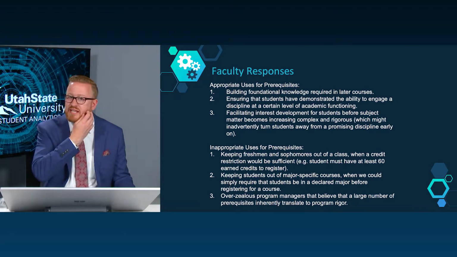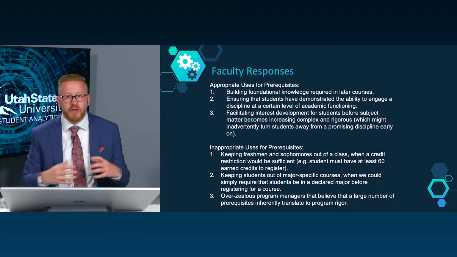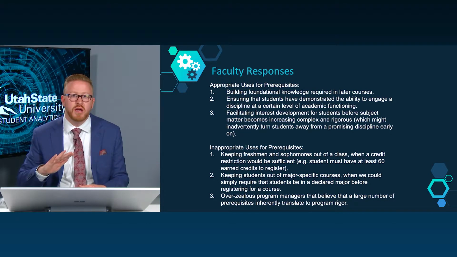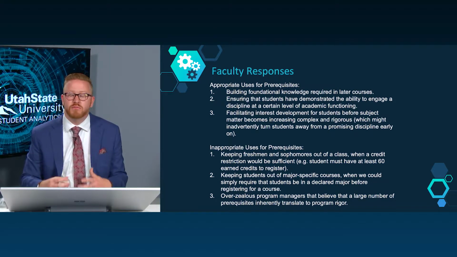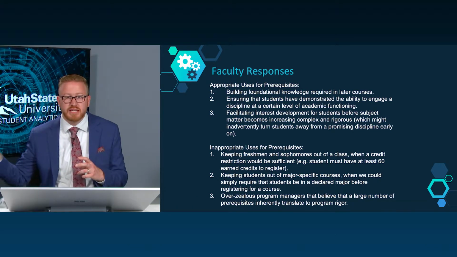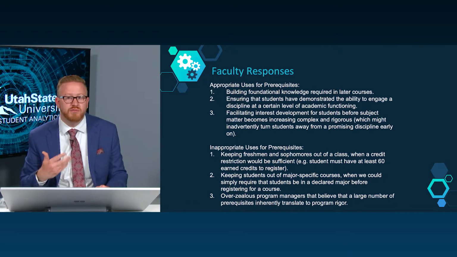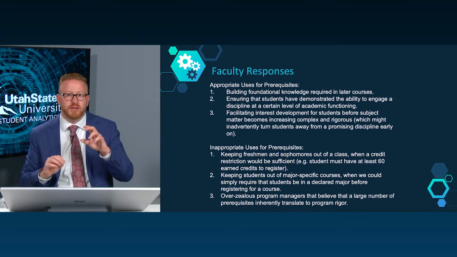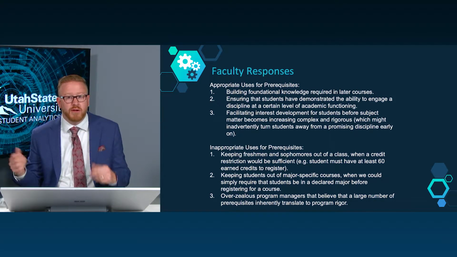The second one on this list down at the bottom is keeping students out of major-specific courses when we could simply require that students be in a declared major before registering for a class. So the idea is a major course only has so many seats in it. We want to keep students out of that class until they're really in the major. This is the same issue. Rather than building a long line of prerequisites leading up to that class, you simply say, well, students have to be declared in the major before they take that class. And now you're not artificially creating program management that keeps students out of a class by using prerequisites inappropriately, right?